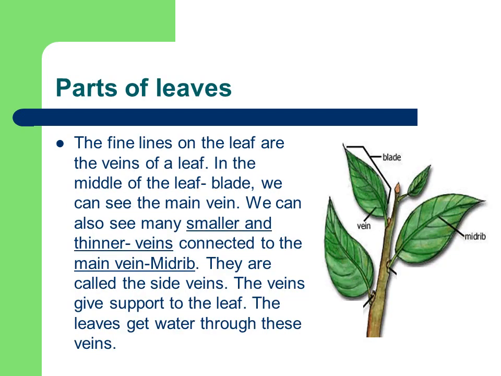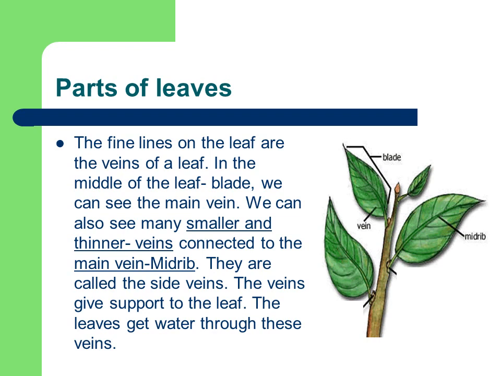Now different parts of leaves. The fine lines on the leaf are the veins of a leaf. In the middle of the leaf, see in the diagram, can you see the middle of the leaf? Okay, in the middle of the leaf blade we can see the main vein. This main vein is known as midrib.